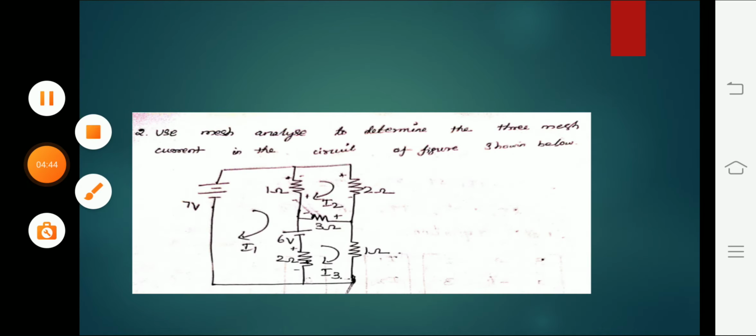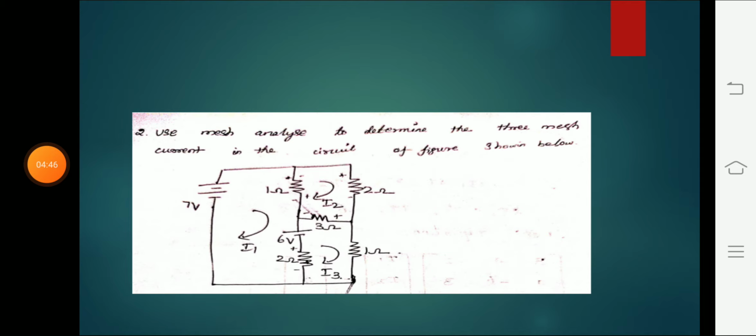The second problem: use mesh analysis to determine the three mesh currents in the circuit of the figure shown below. This circuit consists of three loops, so three currents are flowing, I1, I2, I3. Assume the three currents are flowing in the clockwise direction.